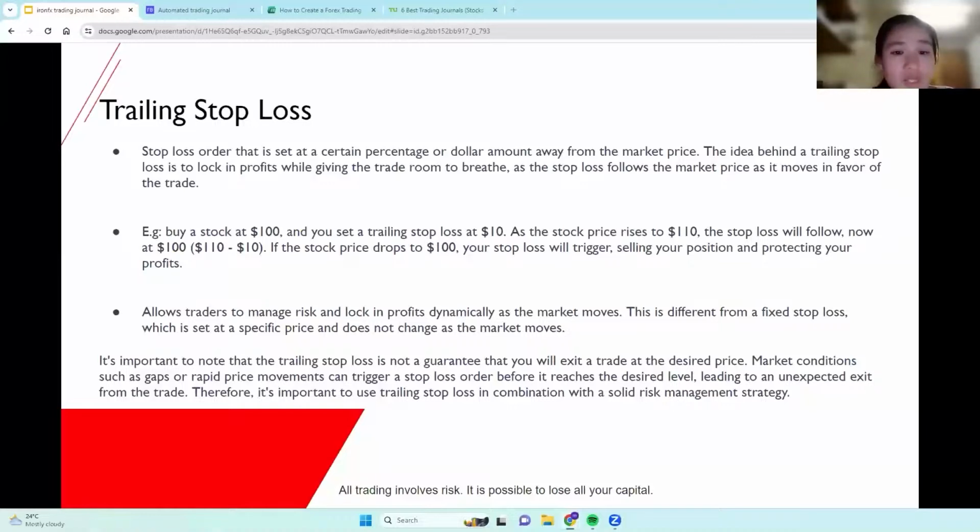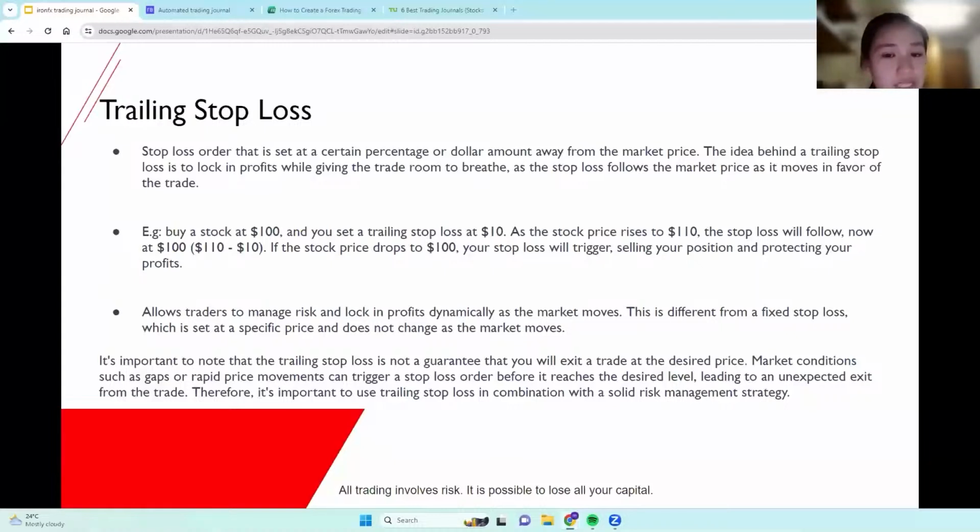So basically, it means that the stop loss follows the market price as it moves in favor of the trade. The example I have here is we're talking about stocks, but the idea is pretty similar if we're talking about currency. So let's say you buy a stock at $100 and you set a trailing stop loss at $10. As the stock price rises to 110, the stop loss will follow, now at $100, since 110 minus $10. So if the stock price drops to $100, your stop loss will trigger, selling your position and protecting your profits.